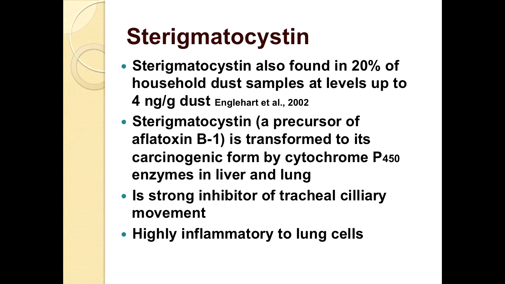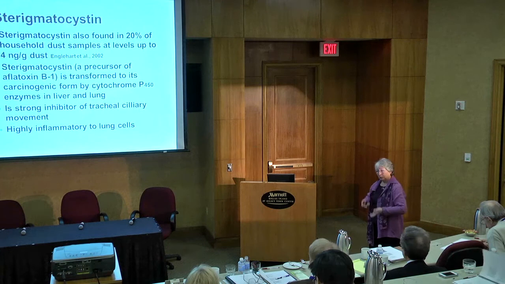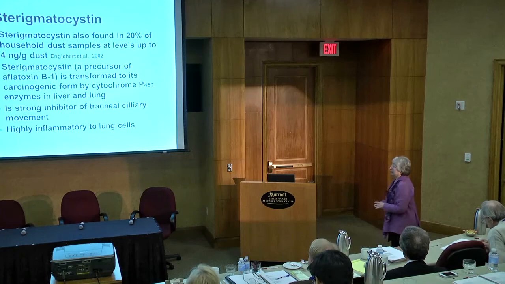Right? So what happens in cytochrome P450 is that, you know, we call it detoxification, but we lie. It's not detoxification, it's altering toxicity. In this case, it actually makes the molecule more toxic than when it is coming from the mold itself. It's also a strong inhibitor of tracheal ciliary movement, so it stops the mucociliary escalator, which means longer residence time. And then it's highly inflammatory to lung cells.